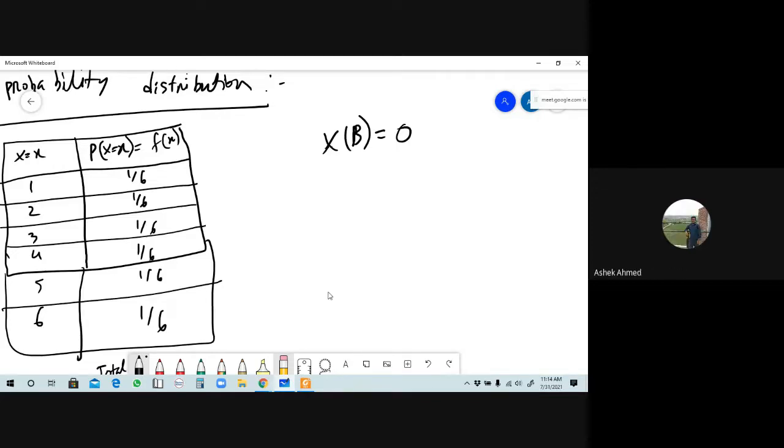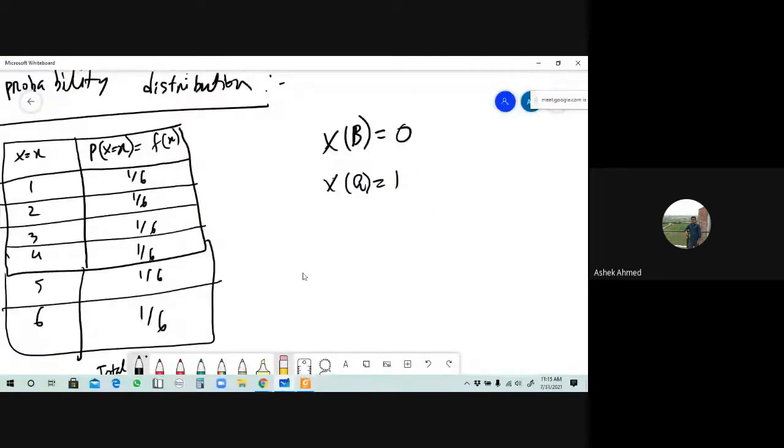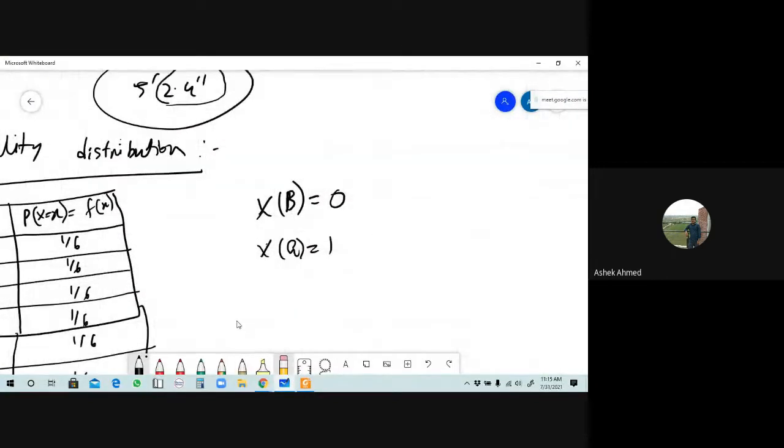If girl, the value of x was 1. Okay, girl is 1 as the value of x, and boy will be 0. Since our sample has two outcomes, b and g, from here tell me the value of probability will be what? Probability of 0 is what? The sample has two outcomes, b and g, so it is 1/2.